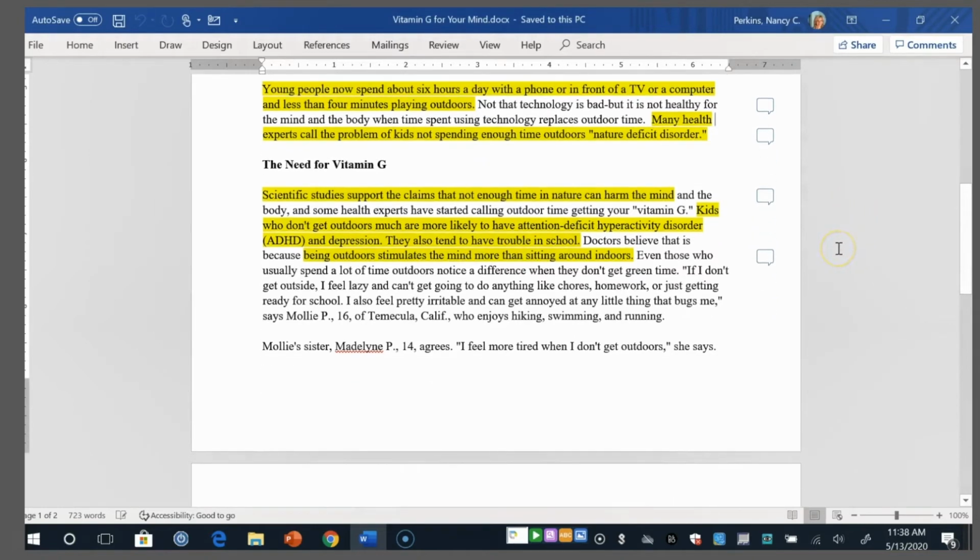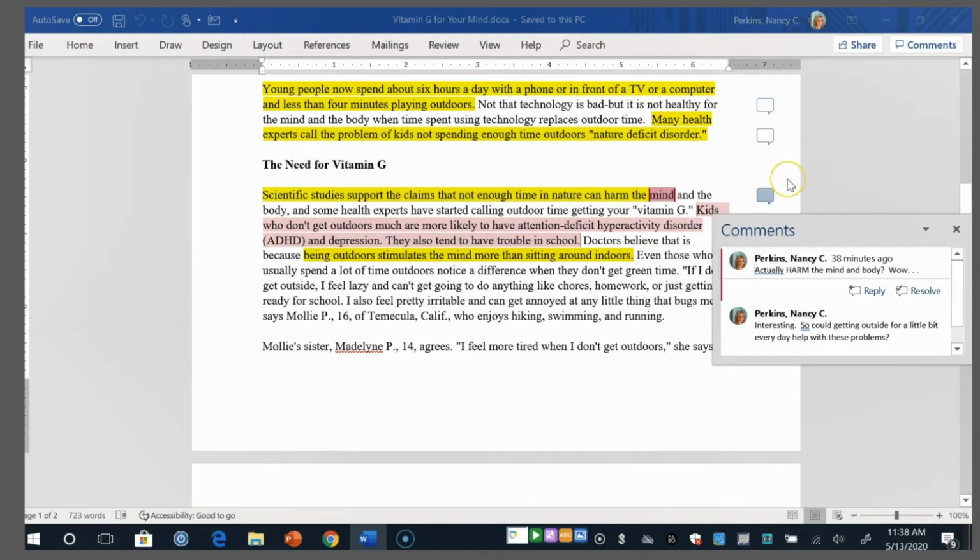The next section, the need for vitamin G. Scientific studies support the claims that not enough time in nature can harm the mind and the body, and some health experts have started calling outdoor time getting your vitamin G. And I highlighted that fact there because that was startling to me. I was like, wow, it can actually harm the mind and the body to not get out into nature? Wow.